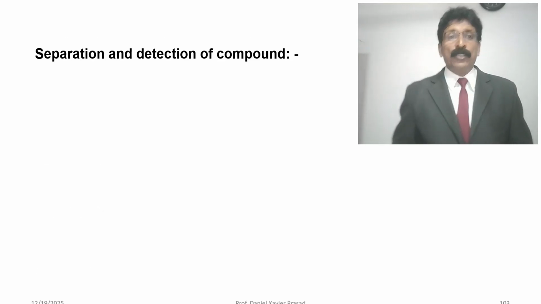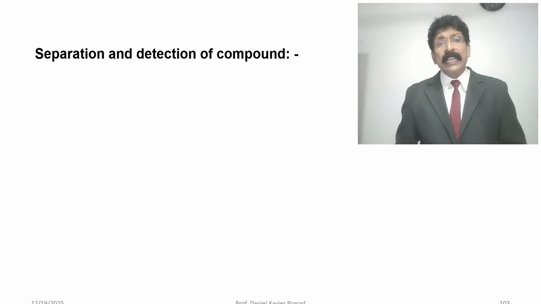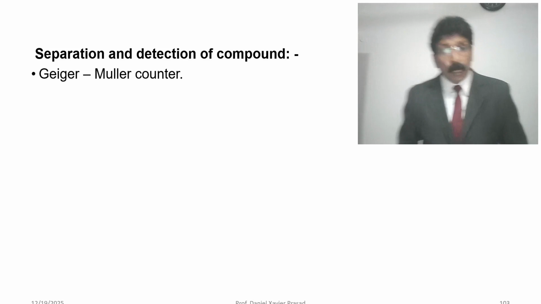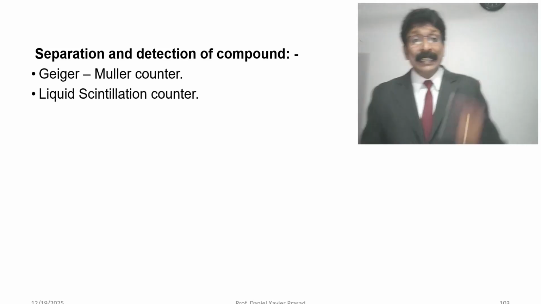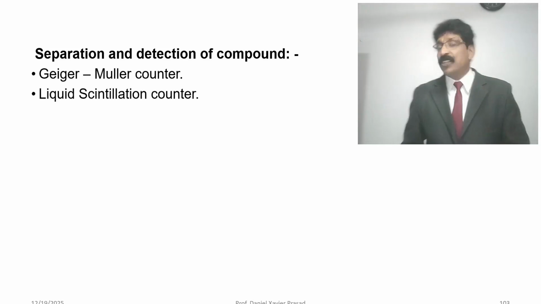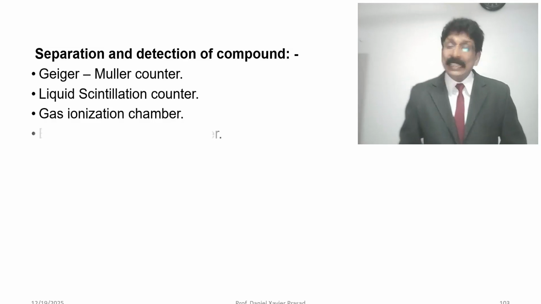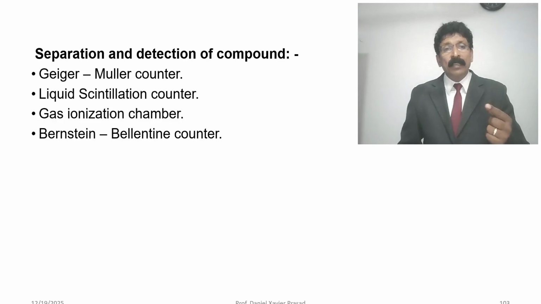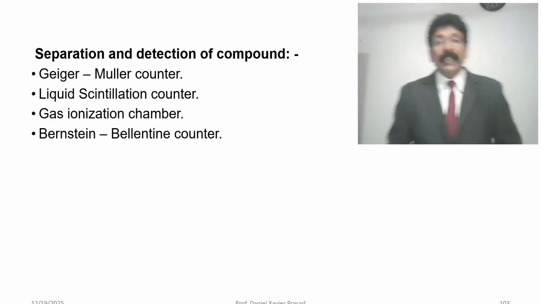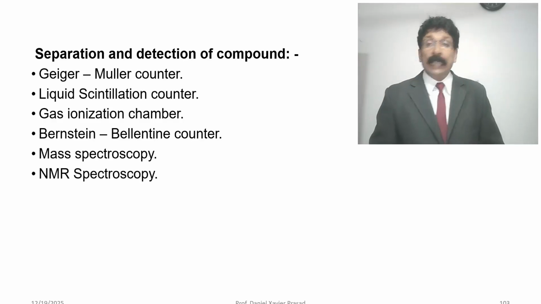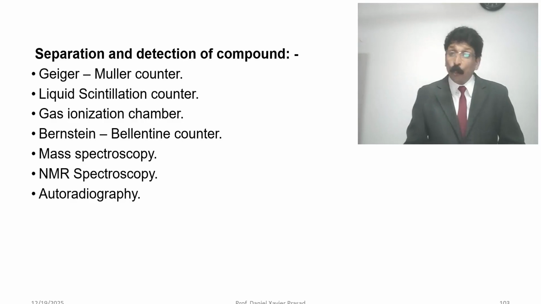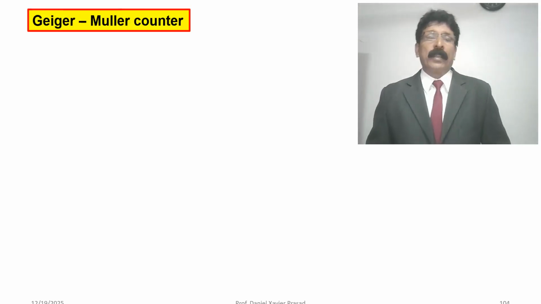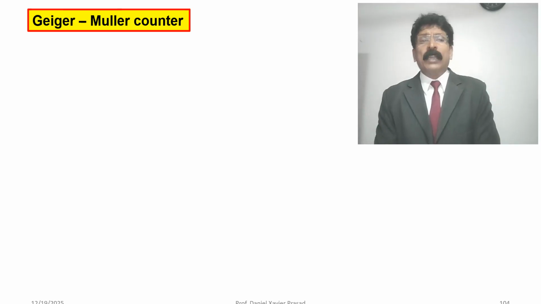Separation and detection of the compound can be done by means of the Geiger-Müller counter, liquid scintillation counter, gas ionization chamber, Bernstein counter, mass spectrometry, NMR spectrometry, autoradiography, and radio paper chromatography.